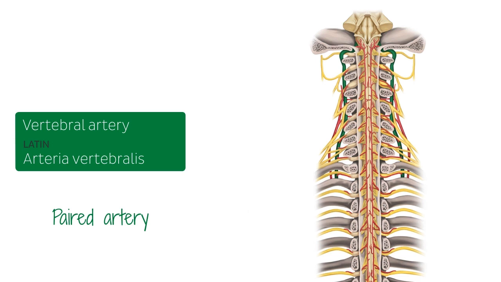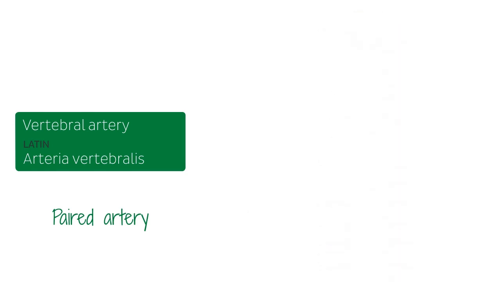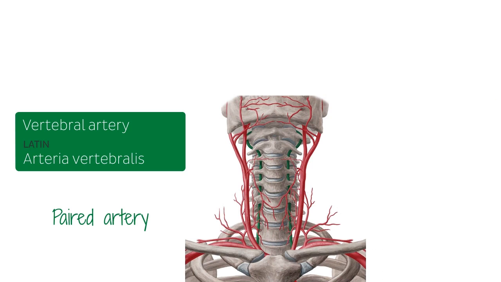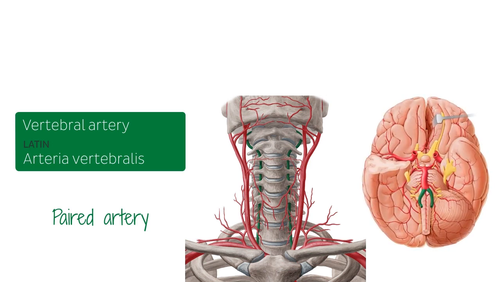After emerging, they enter deep and pass through the foramina of the transverse processes of the cervical vertebrae from C6 to C1. As you can see in this illustration, they then pass cranially, coursing over the atlas. Finally, the two arteries come together in the midline and unite. This unity gives rise to the basilar artery that we can see by looking at this inferior view of the brain. So in this way, the two vertebral arteries are critical because they are responsible for the posterior circulation of the brain.